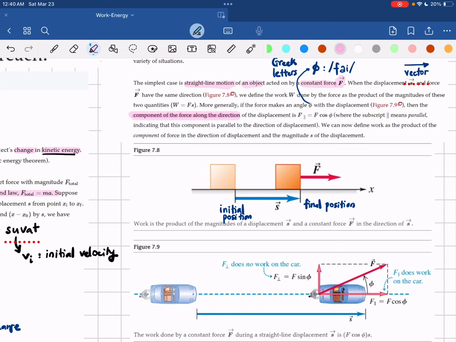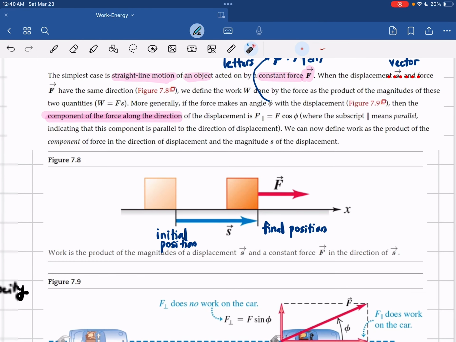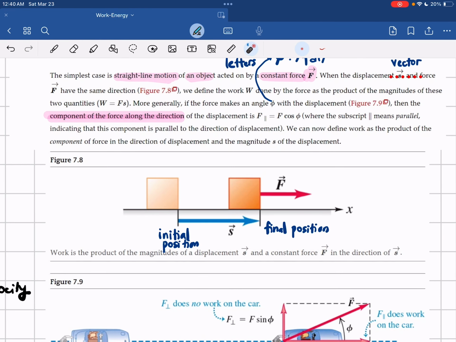Why? Interesting. If I were reading this, I would think, why just that component? Let's see why. Where the subscript... it seems there are two dashes like this, and these two lines are parallel to each other, so it just stands for parallel, indicating that this component is parallel to the direction of displacement.